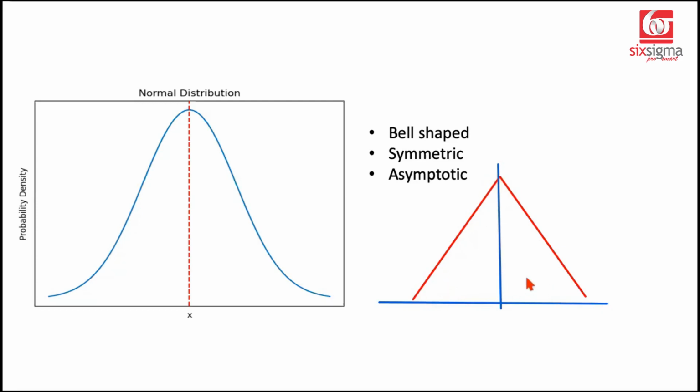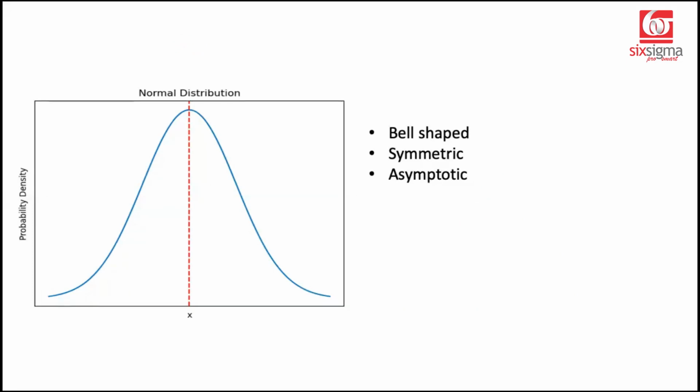Because on both the sides, you have equal area. And it is also asymptotic because I'm not making it touch the x-axis. So just because it is symmetric and asymptotic, this is nowhere close to being a normal distribution, right? I just wanted to prove this, that we will not go with the properties in a partial sense. We have to look at it in its entirety.